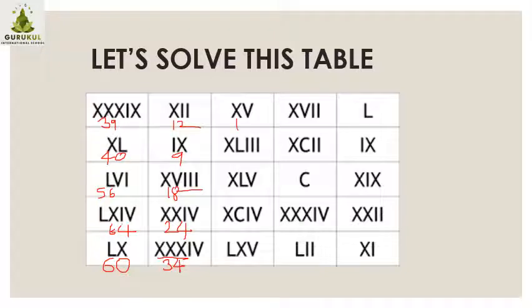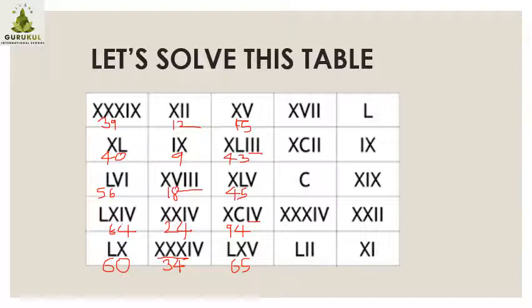So X means 10, V means 5, so what is it? 15. Now XL, L means 50. X on the left side, 10 is there, so it becomes 40, and III, so 43. Correct? Now XL, again XL means 40, and this V means 5, 45. Now C means 100 and X means 10. If it is written on the left side, so 100 minus 10, it becomes 90 and IV means 4. So 94. Then L means 50, X means 10. So LX is equal to 60, V is equal to 5, so 65.